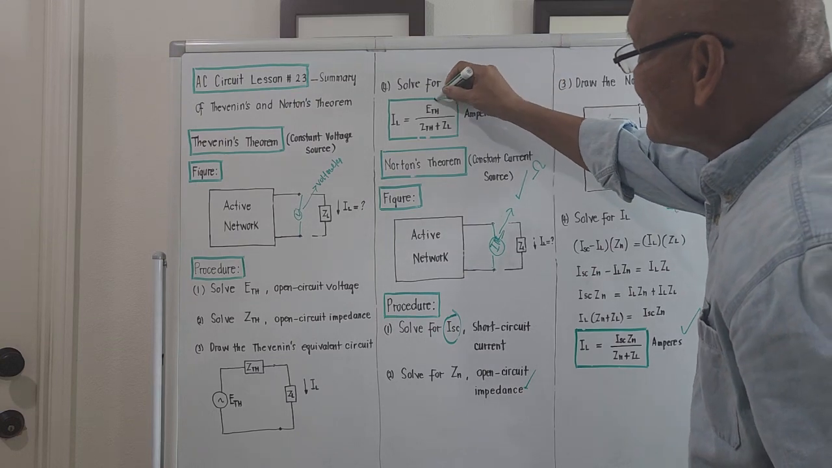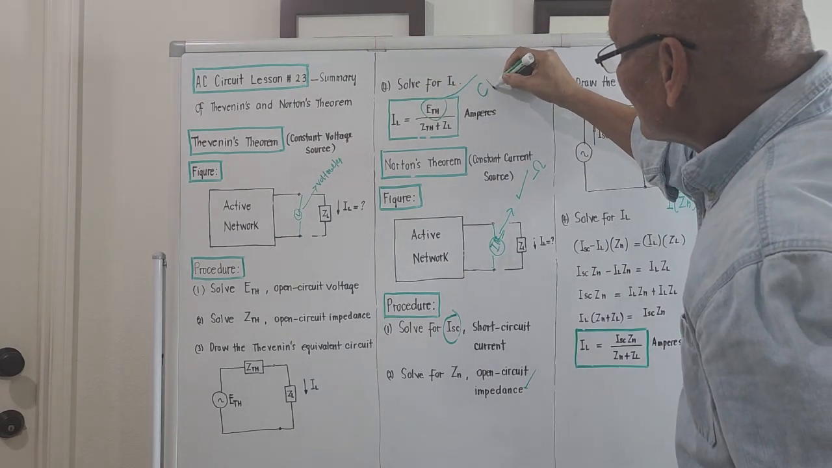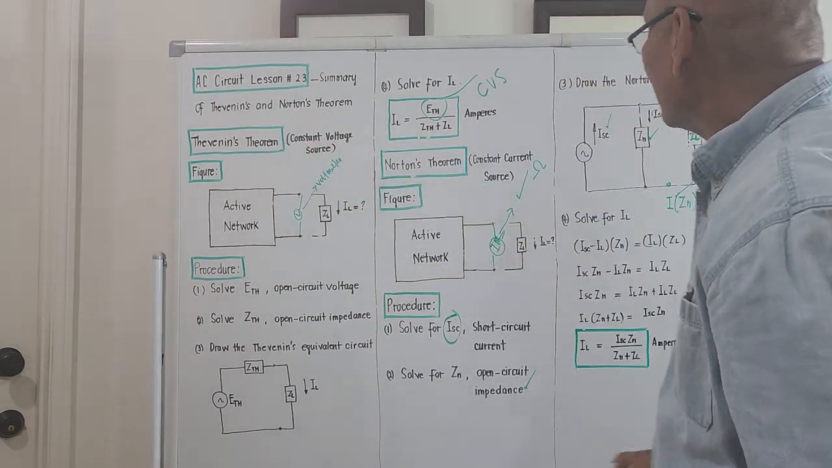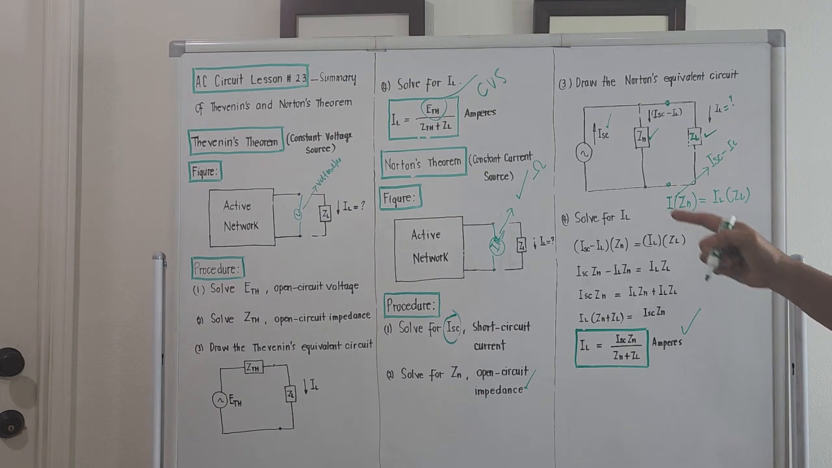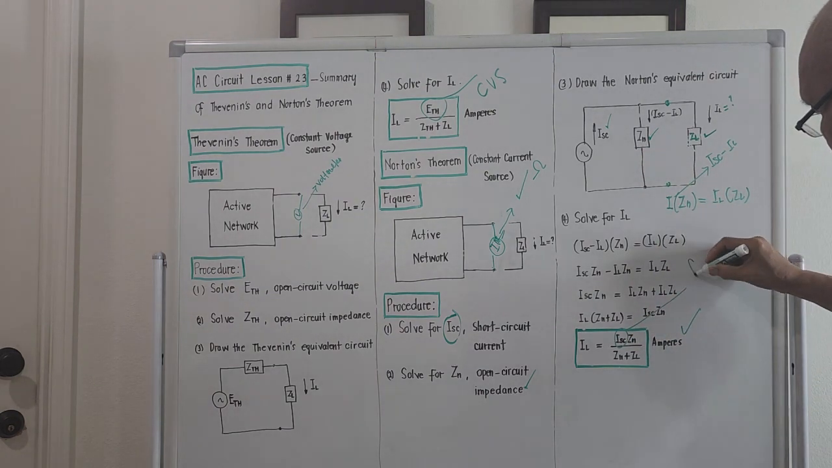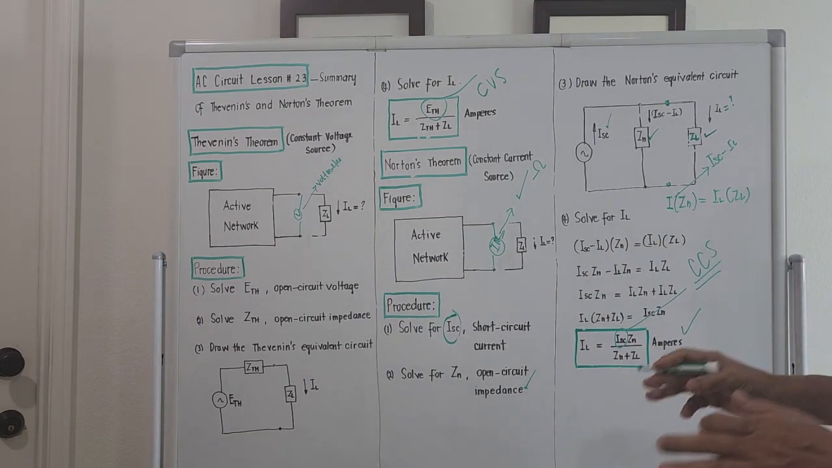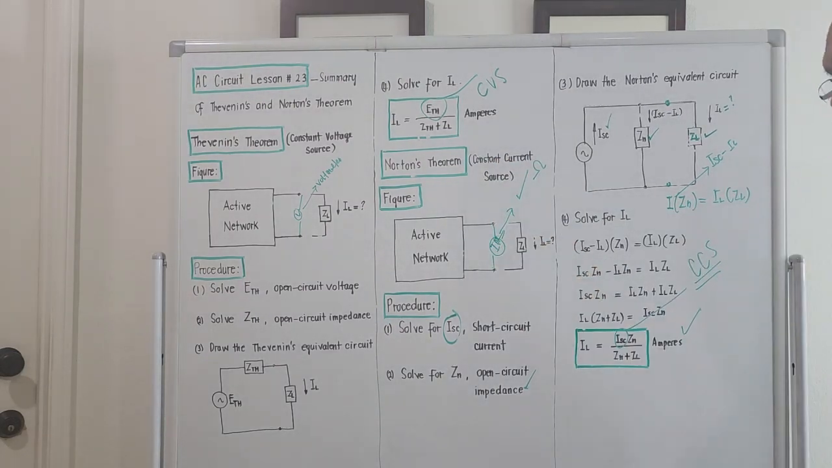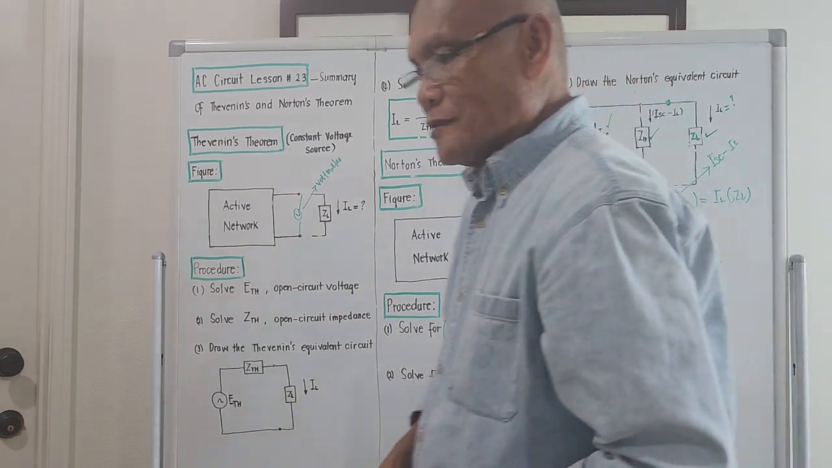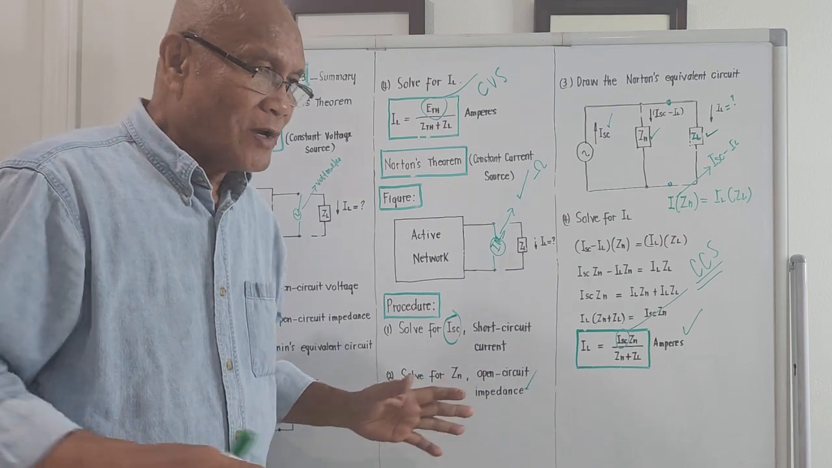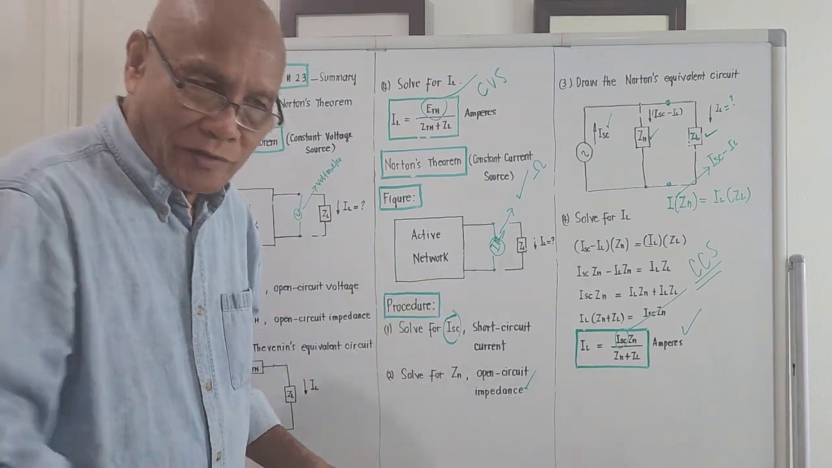This E sub TH is the constant voltage source. That's why it is a constant voltage source if it's Thevenin's. And under Norton's theorem, this I sub SC is the constant current source. That's why Norton's theorem is referred to as the so-called constant current source. Okay, that's it, guys. That's the summary of Thevenin's and Norton's theorem. For as long as we live, this concept will not change.